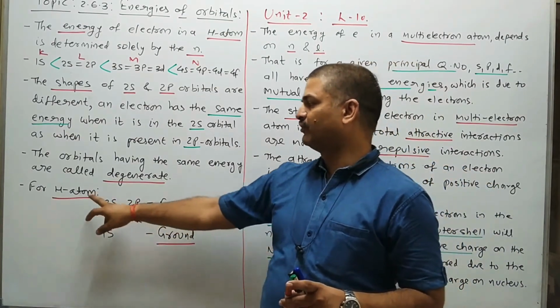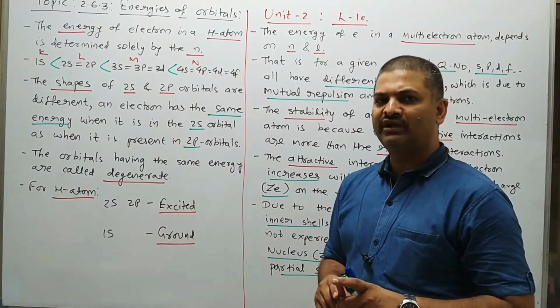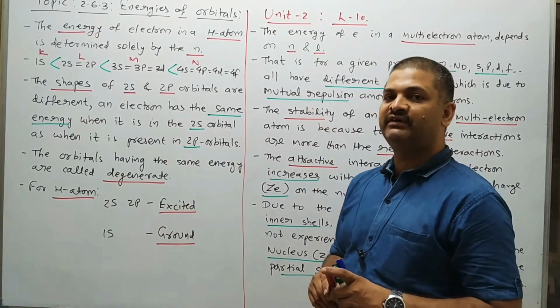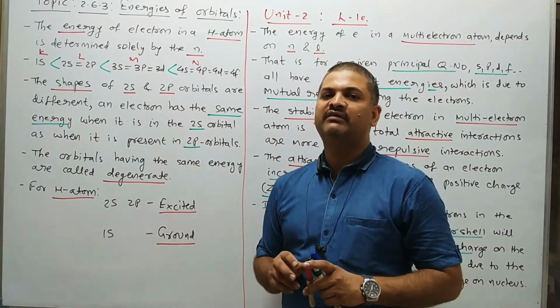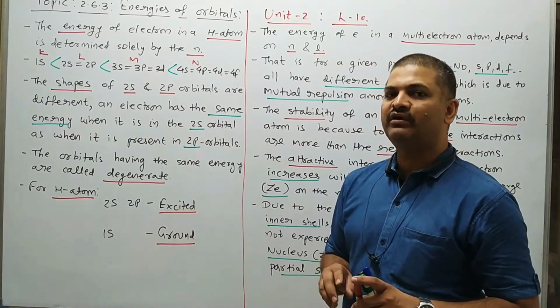Now next one, for the hydrogen atom. Why are we selecting the hydrogen atom? Because in the modern periodic table, hydrogen is the first element. So whatever thing we discuss is always applied first of all to hydrogen.